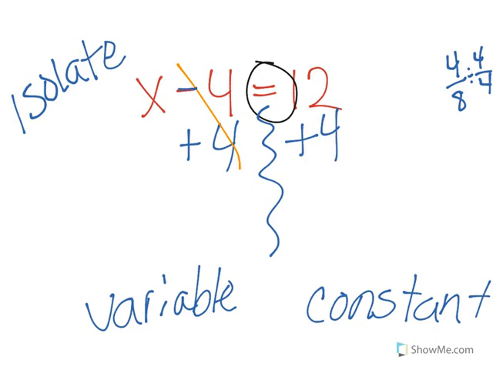So again, I had negative 4 on this side, and then the inverse operation, the opposite, is positive 4, so that cancels out. So I'm left with x, and over here, 12 plus 4 is 16. That's why it equals, algebraically, 16.